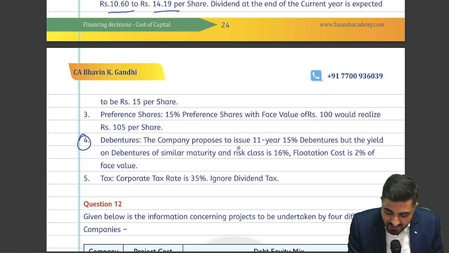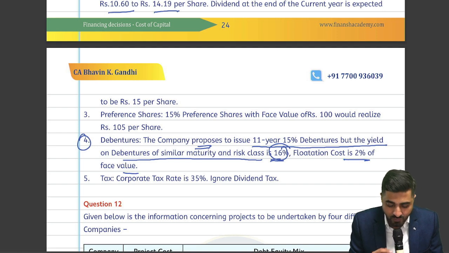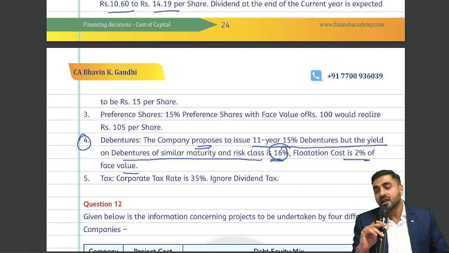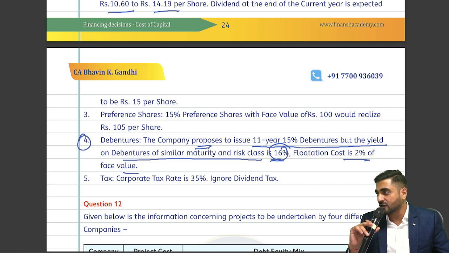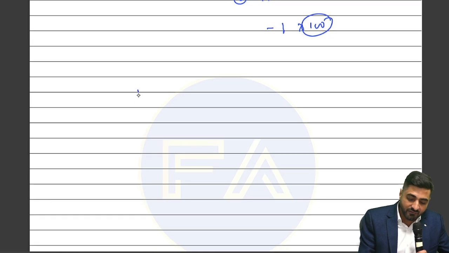The company has started proposing now to issue 11-year 15% debentures, but the yield on debentures with similar maturity and risk class is 16%. Cost is 2%. Now, how do you calculate the cost of such kind of information? Guys, what's the formula for Kd, everyone? Interest into net proceeds.